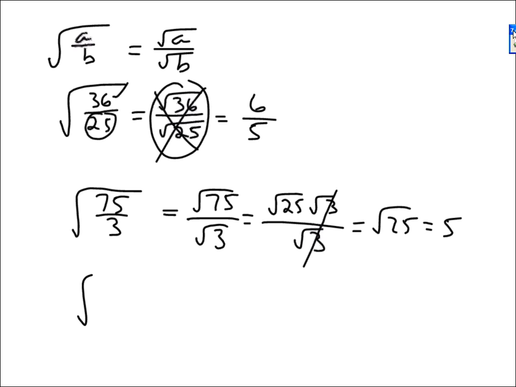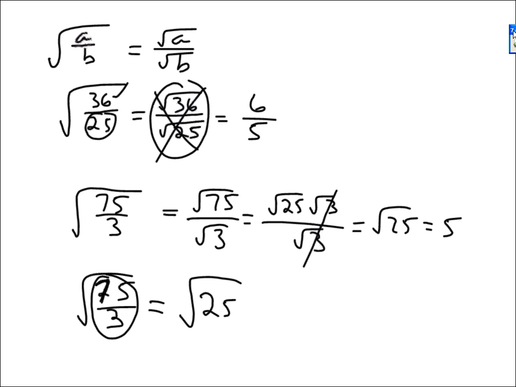Or, much easier way, that's the square root of 75 over 3. 75 over 3 is 25. I actually did that division first. And I know the square root of 25. Okay, a lot simpler.